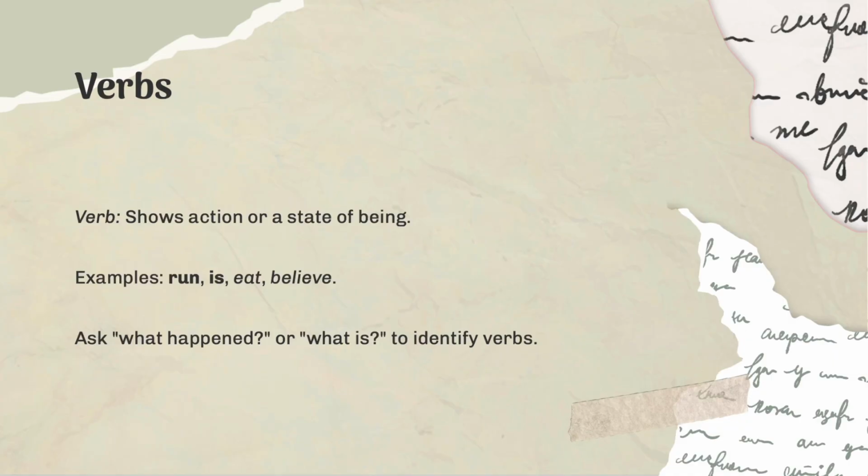Verbs. Verbs show actions or states of being. So running or run, is, eat, believe, those represent what happened or what is. So like, what are you doing? What happened? I am running. Or the dog ran away.